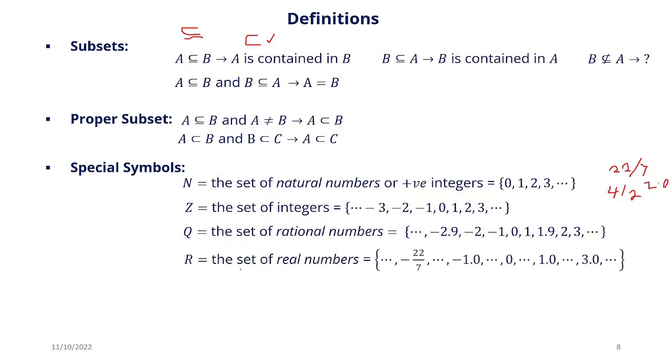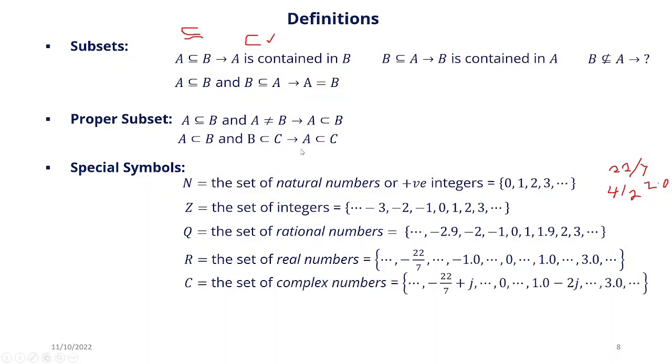And then we have the set of real numbers. The set of real numbers contains rational numbers, integers, natural numbers, everything from minus infinity to plus infinity. And then we have the set of complex numbers. The set of complex numbers contains also the imaginary part. So any number you write is actually a subset of complex numbers. For instance, 2 is the same thing as 2 plus 0 imaginary part.